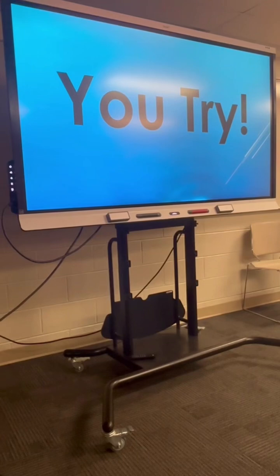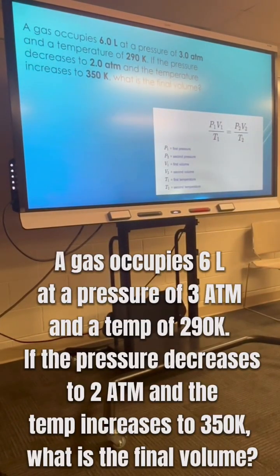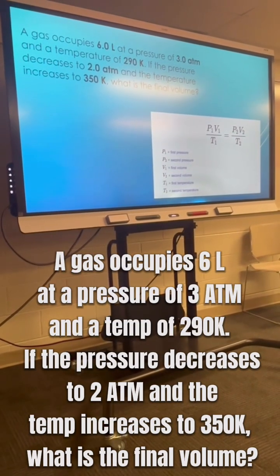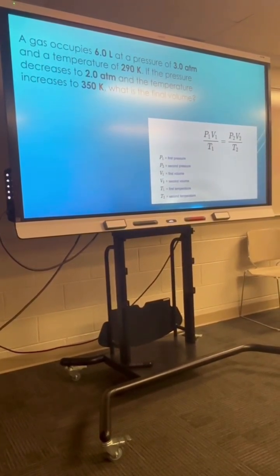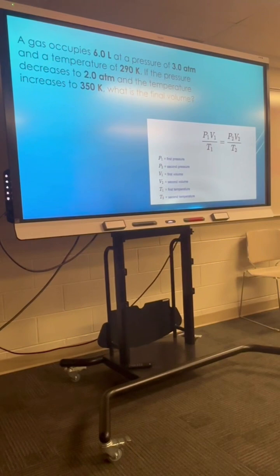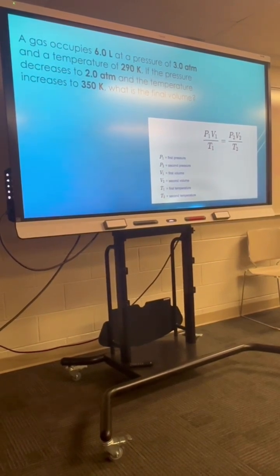Now it's your turn to try a problem. A gas occupies 6.0 liters at a pressure of 3.0 atm at a temperature of 290 Kelvin. If the pressure decreases to 2.0 atm and the temperature increases to 350 Kelvin, what is the final volume?